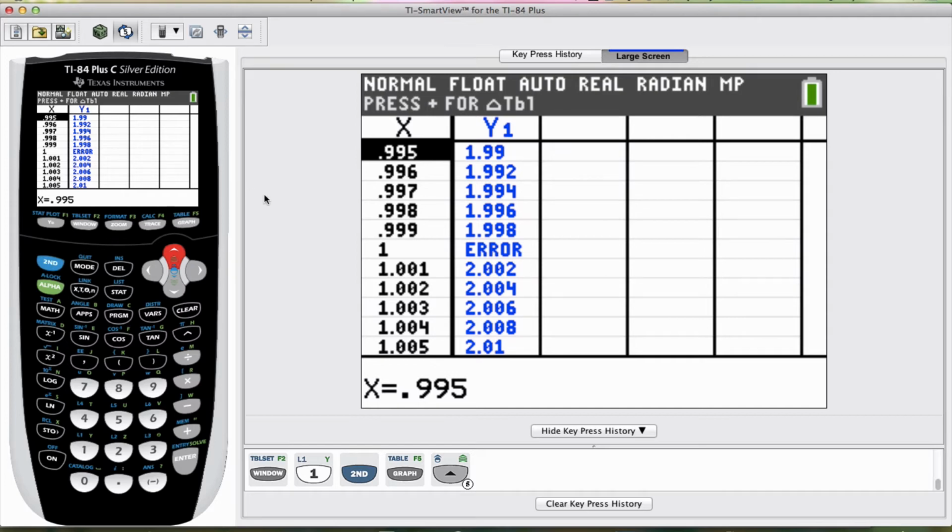And the reason why I'm saying that is because it appears that from the left side and the right side it is approaching a height of 2.